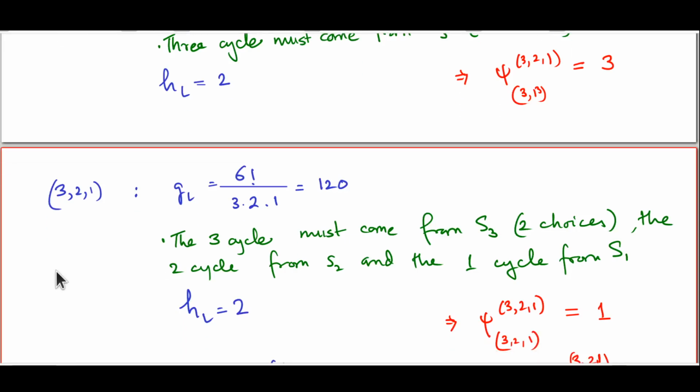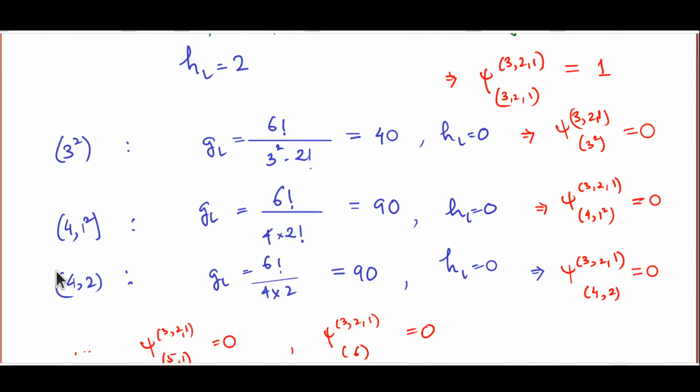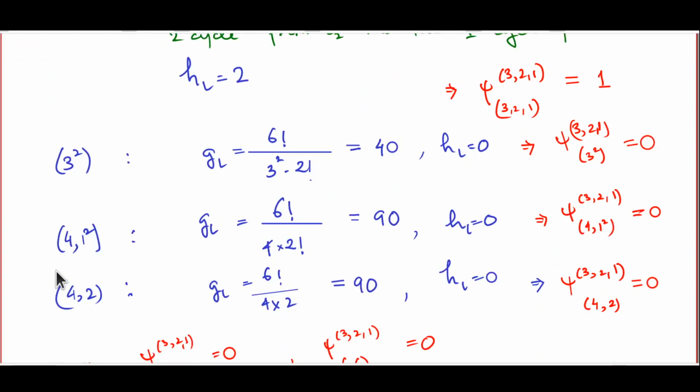But a 3 cycle can come from S3 in 2 ways, whereas the 2 cycle can come in only one way from S2, and you can have only 1 1 cycle in S1, because that is all you have. And HL therefore is 2. GL, as you can easily figure out, is 120, and this gives us a compound character value of 1. So going through all of these cycles in order is pretty straightforward.